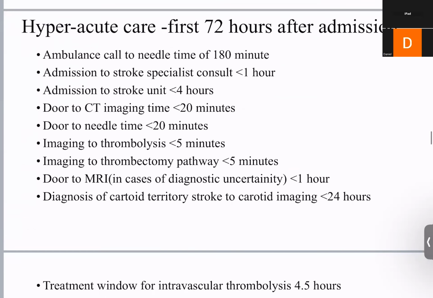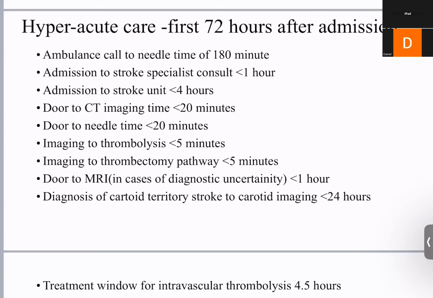Hyperacute care, that is the first 72 hours after admission. There are certain time limits proposed in NICE 2022. The overall ambulance call to needle time should be less than 180 minutes. All stroke cases should ideally be seen by a senior neurologist and his team, so from admission to consultation with the stroke specialist should be within 1 hour.